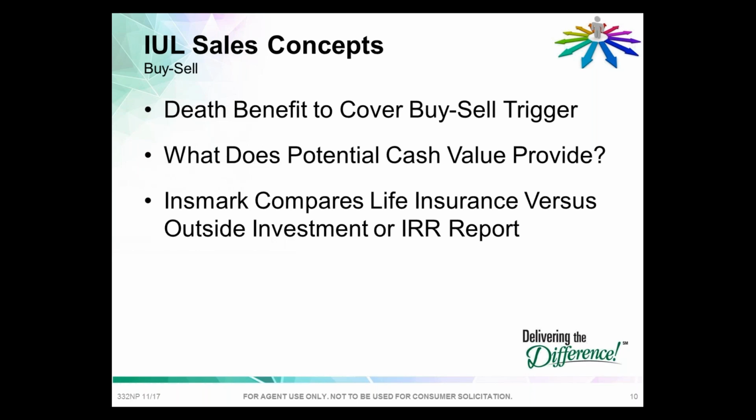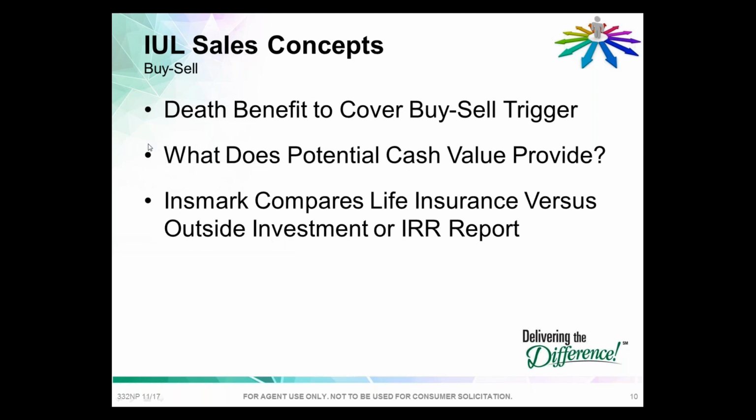What if they are unable to perform their duties? They're disabled or something like that. That's another one. What if the other owner just leaves the company? Or what if the other owner retires? There's a lot of different triggers in a buy-sell, and death is only one of them. Cash value provides more options, more control, more flexibility to help cover more triggers.